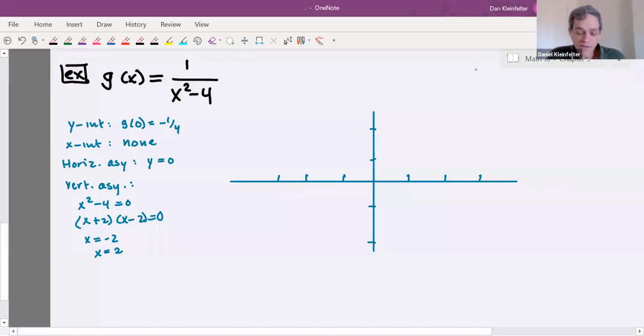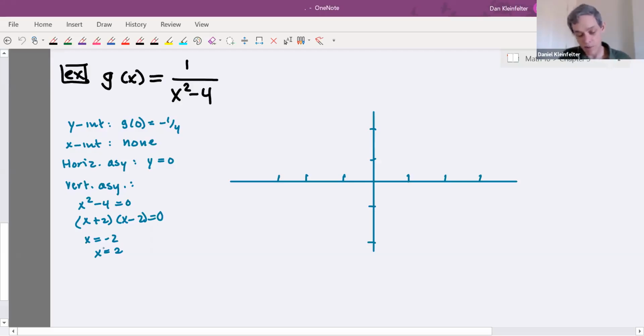All right, so I found the y-intercept by evaluating the function at 0. We get negative 1/4. There's no x-intercepts because the numerator is never 0. The horizontal asymptote was y equals 0. The vertical asymptotes, which again we got from the zeros of the denominator, work out to be x equals 2 and x equals negative 2.